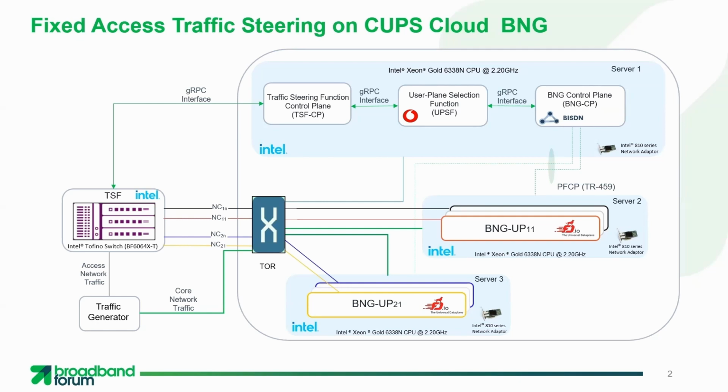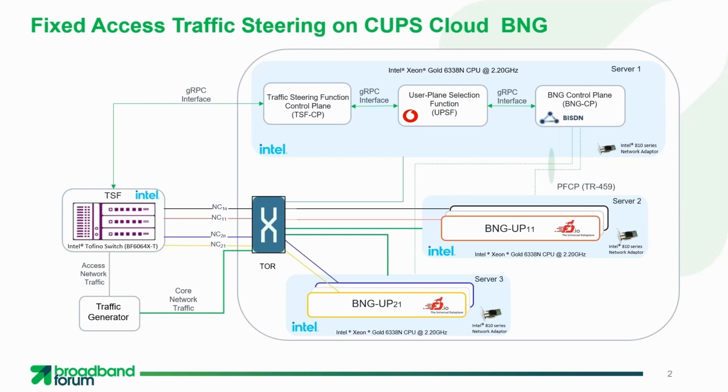2 servers are assigned to run VPP-based BNG user plane instances. A single BNG user plane can provide throughput up to 25 gigabits per second, and we can scale up the throughput by running multiple BNG user plane instances on 32 cores available on each of the 2 CPU sockets.